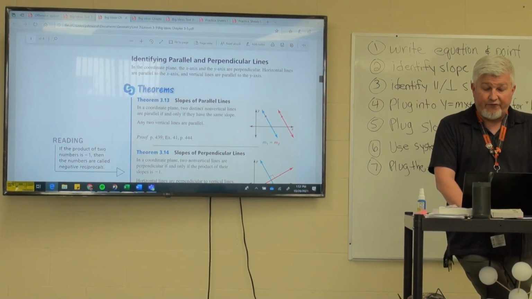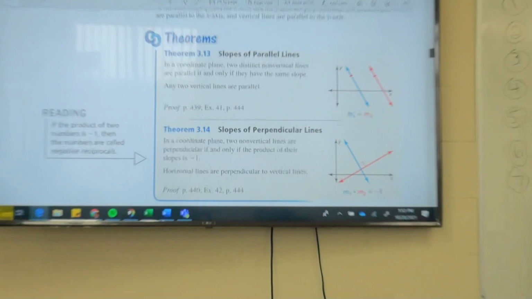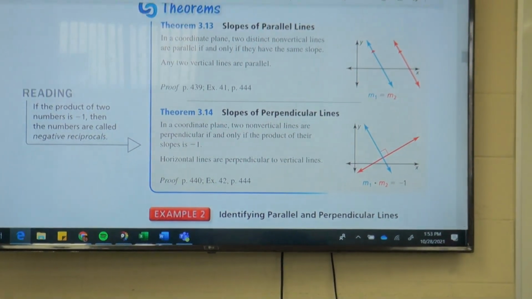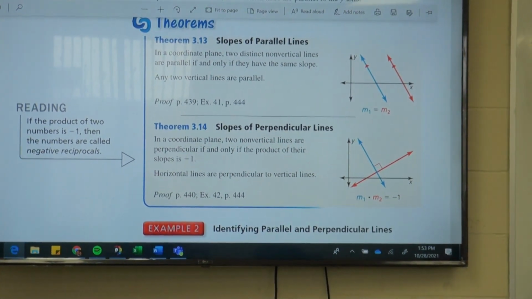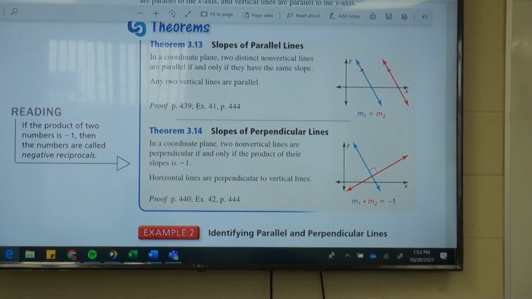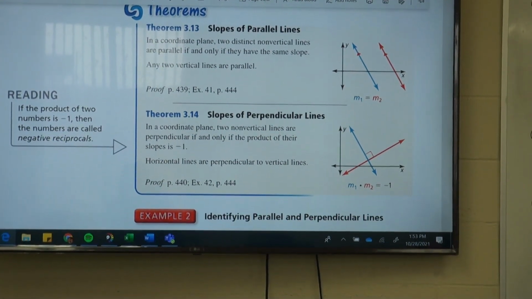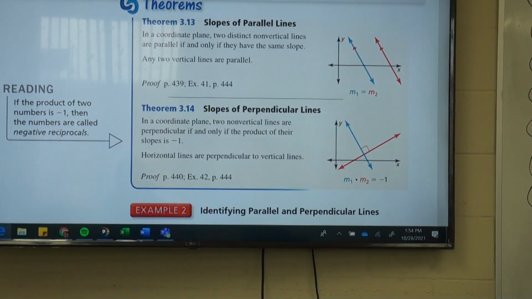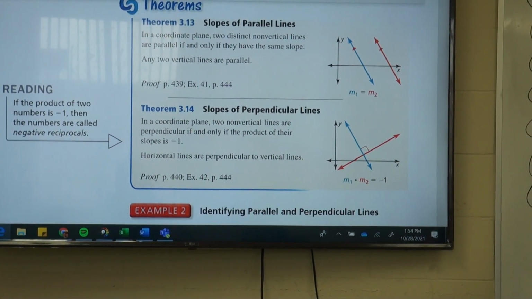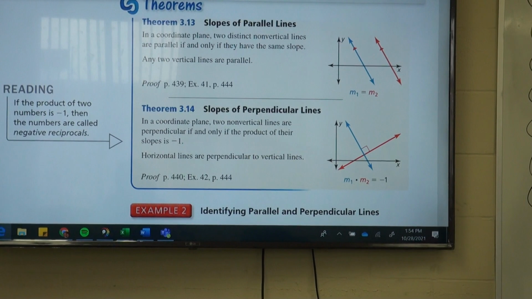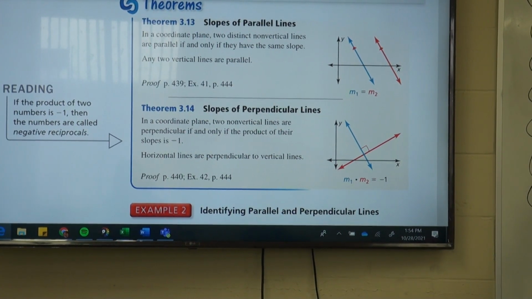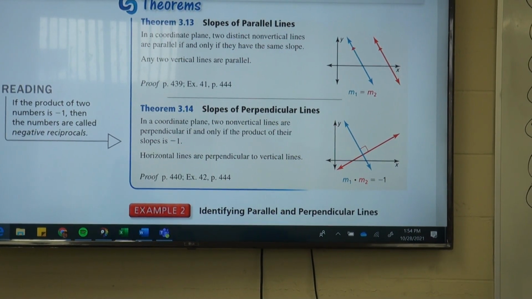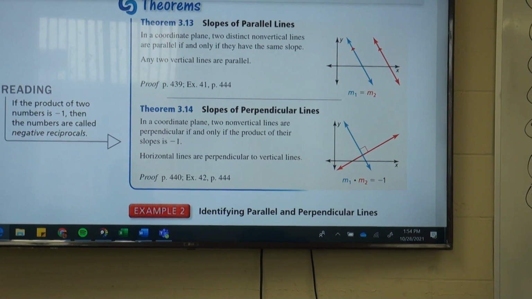Okay, here's your first theorem. Theorem 3.13, slopes of parallel lines. Nothing too dramatic about this. This is the easiest one of all. If you have a line that's blue, and a red line that is parallel to it, then the slope of the blue line is the same as the slope of the red line. In other words, parallel lines have equal slopes. I need you all to stop saying they have the same slope, because that doesn't help me put it into an equation. They have equal slopes, so you know to set them equal to each other.